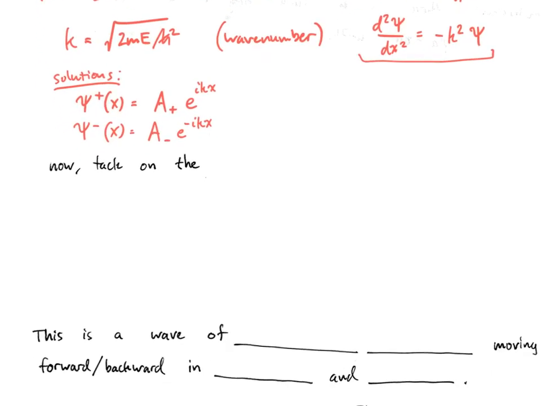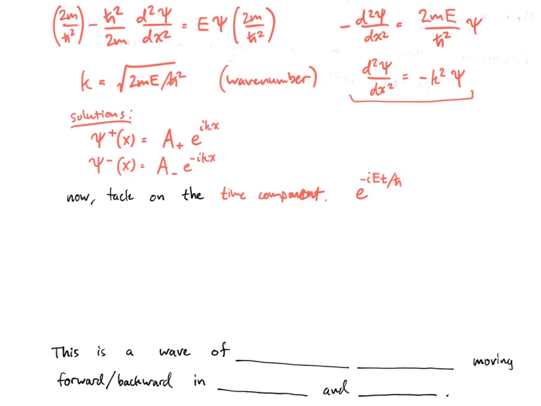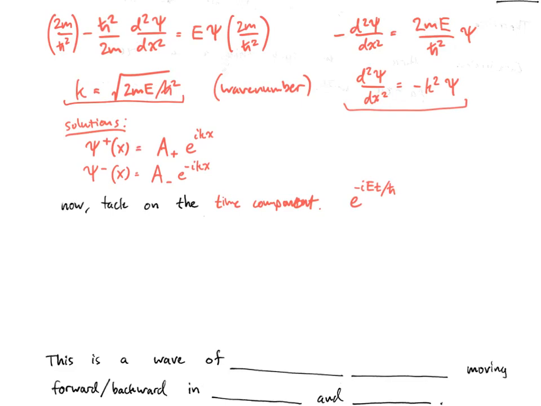Now, the next step will be to tack on the time component, because these are going to be time-dependent waves, so it makes sense that we'll want to put the time component back on. And remember that the time component is e to the negative i E t over h bar. But using my definition that relates E to k right up here, I can rewrite this algebraically as e to the negative i h bar k squared t over 2m. And you can pause the video right now if you want to and verify that algebraically if you're interested.